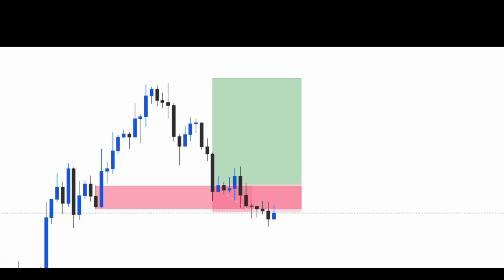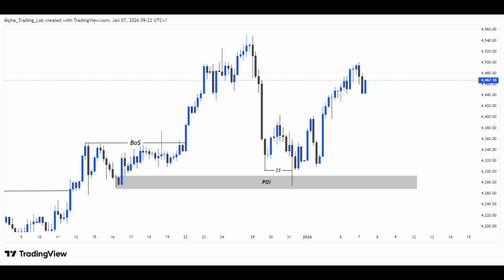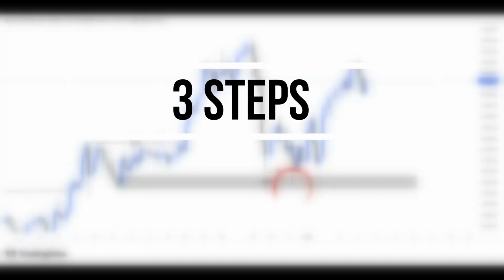But here's the problem. Most beginners confuse random candles with real order blocks. So today, I'll give you a clear and simple framework to spot only the valid ones. Let's break it down into 3 steps.